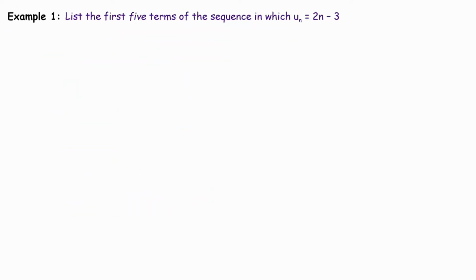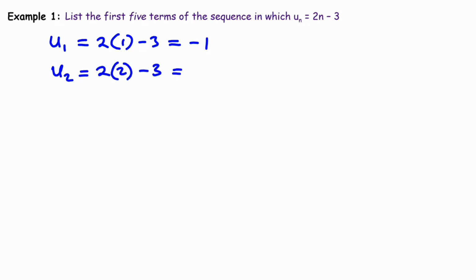List the first five terms of the sequence in which the nth term, or the position to term rule, is given by 2n minus 3. So the first term will be given by 2 multiplied by 1 minus 3, which will be equal to negative 1. The second term will be 2 multiplied by 2 minus 3, which will be equal to 1.